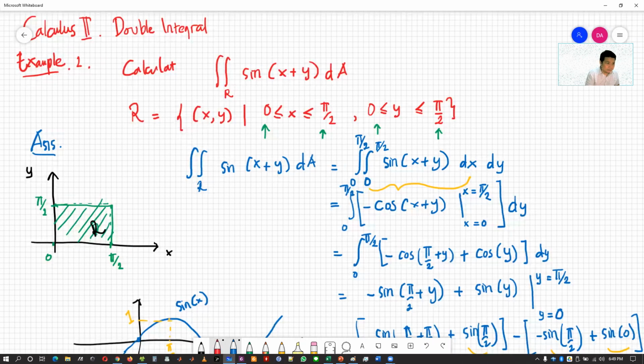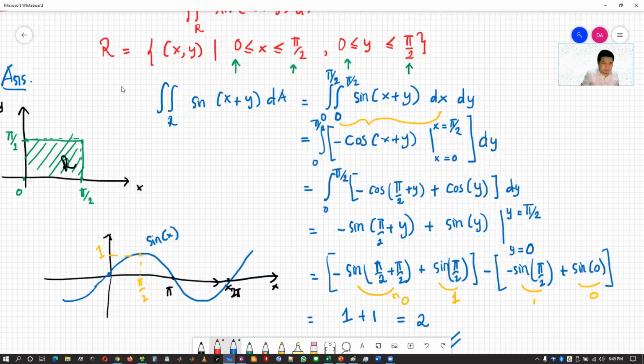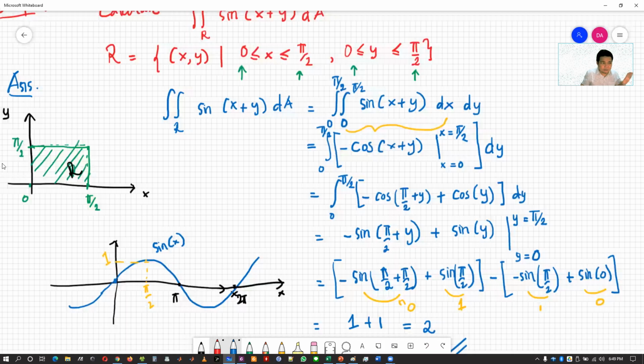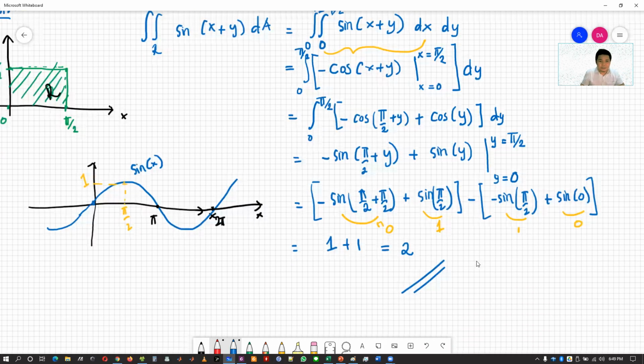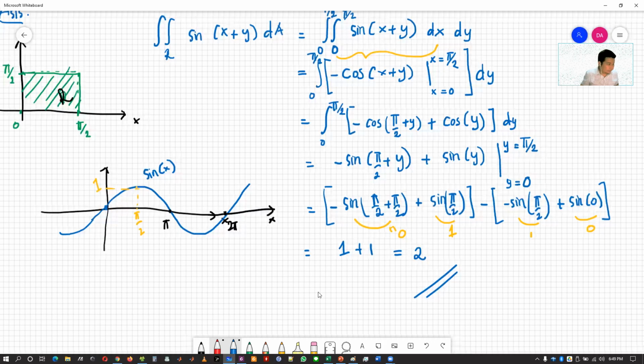This is how we calculate this type of integration. What you see is the domain, which is a rectangle. Don't worry if it is a rectangle, this is the easiest one. You can either start with x or start with y, it doesn't matter. And then we got these results.